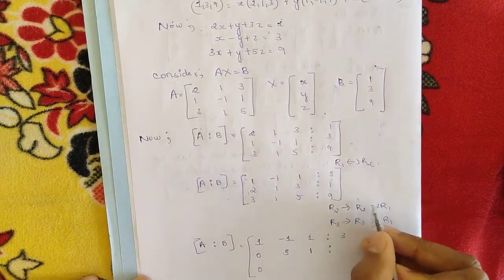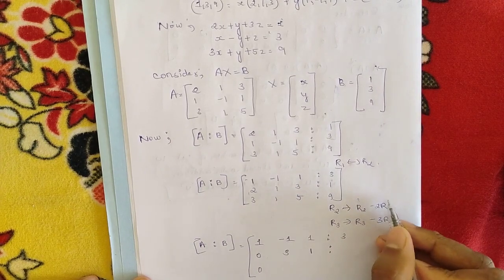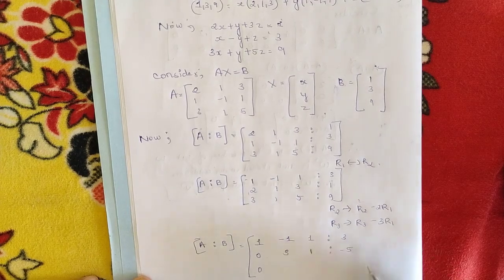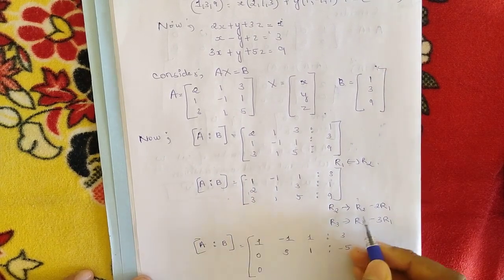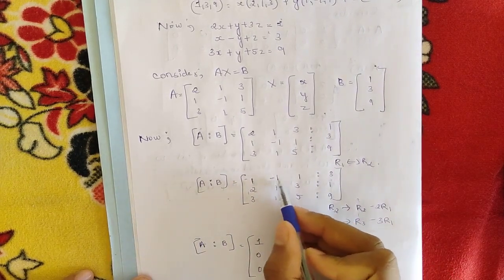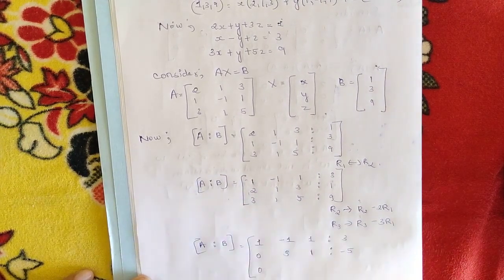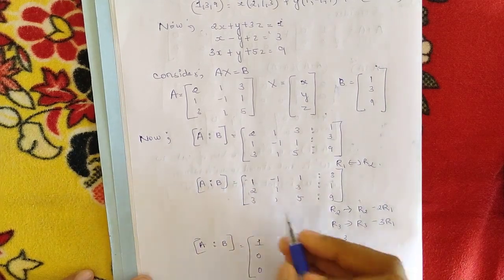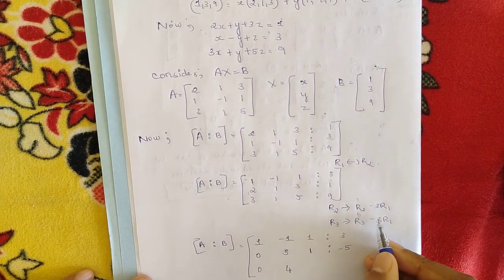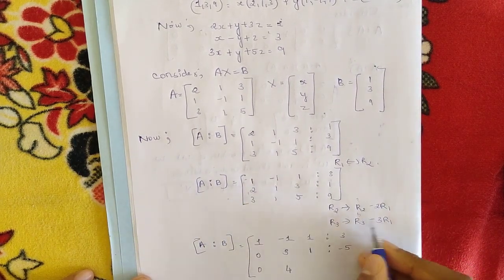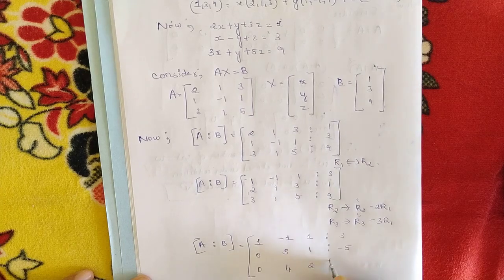Similarly 1 minus 2 times 3. So 1 minus 2 3s are 6. So 1 minus 6 is equal to minus 5. So here also R3 minus 3R1. So 1 minus this term, 3 times minus 1. So minus 3 into minus 1 is plus 3. So 1 plus 3 is equal to 4. So 5 minus 3 times 1, that is 5 minus 3 is equal to 2.